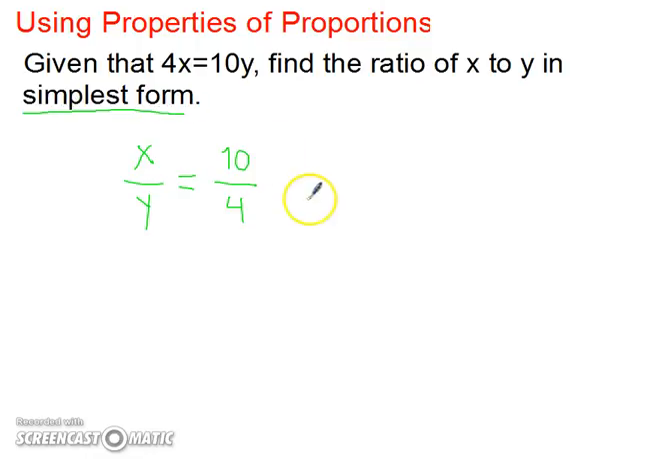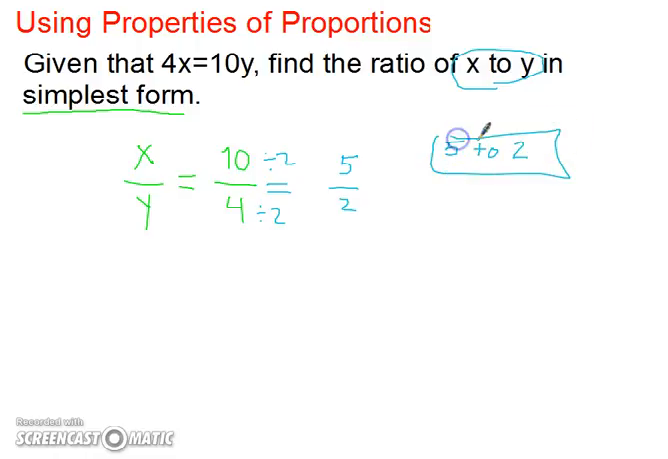It said simplest form, so we need to simplify this. We can divide 10 and 4 by 2, giving us 5/2. And if we write it the way the problem did, we would have 5 to 2. Try this next one on your own.